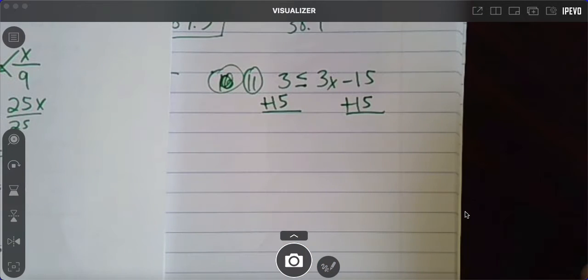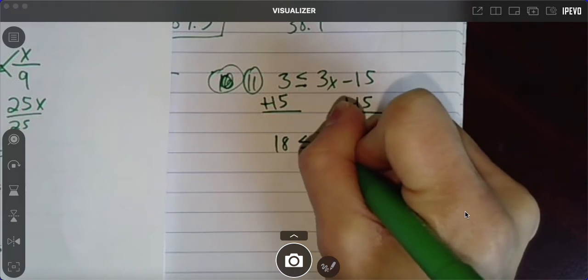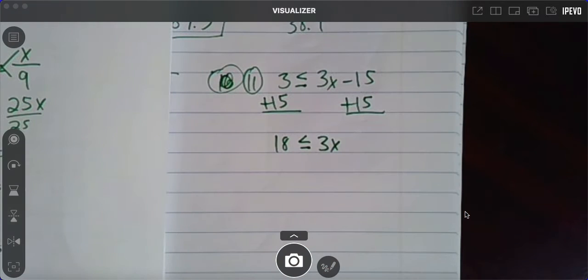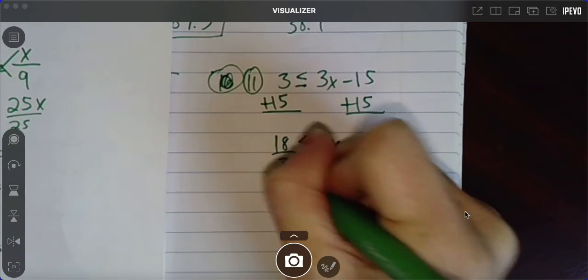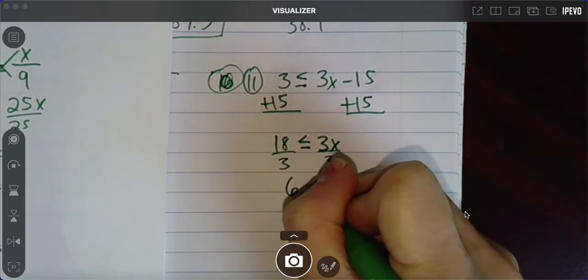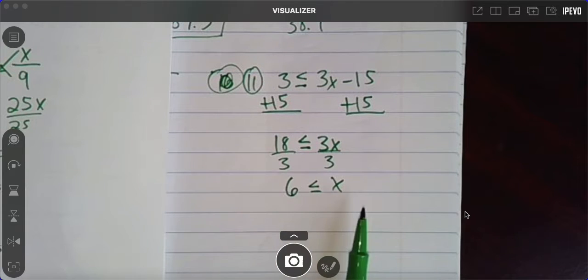We're quiet now. So I get 18 less than or equal to 3x. Then what am I going to do? Divide by 3. There's a 3 over there with the x, so let's divide by it. So I get 6. They did theirs different. All right, well, we can still read it. Which answer choice do they give me that is bigger than 6 or equal to 6? Out of A, B, C, and D. 6. It's D.